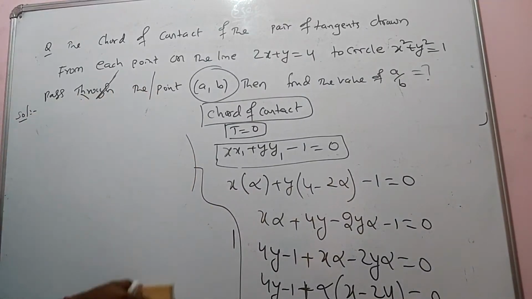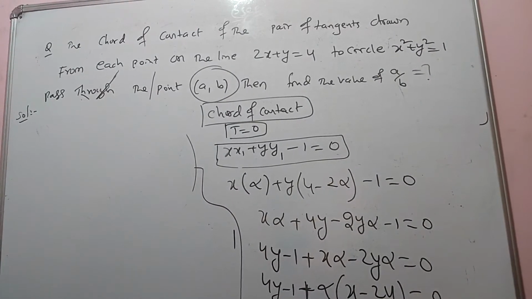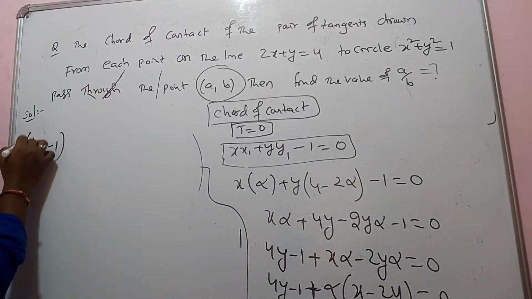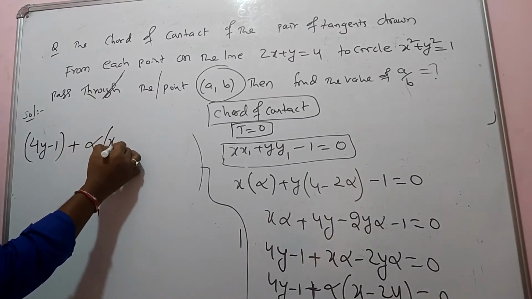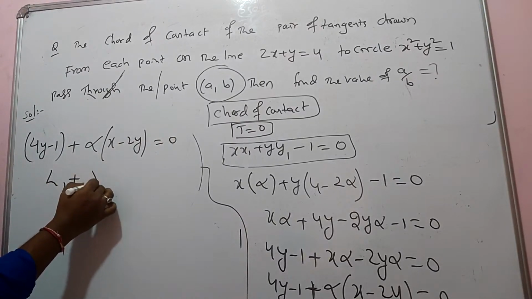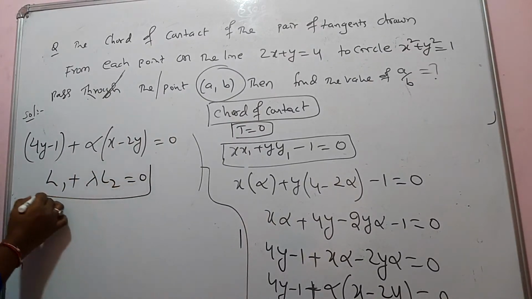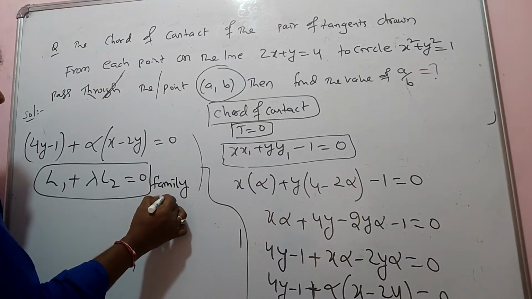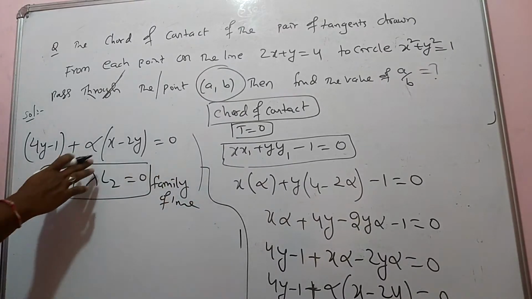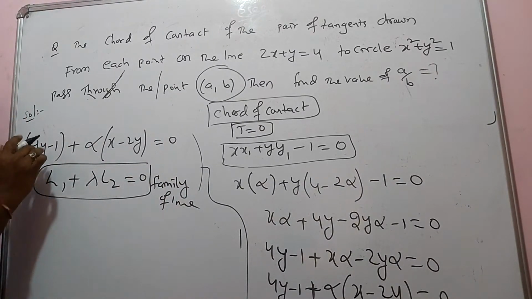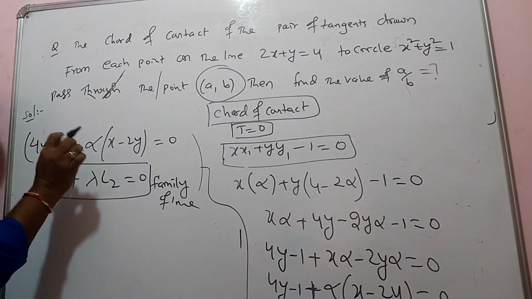Another method also I will tell you, a shortcut method. It's very good. So what did we get here? 4y minus 1 plus alpha times x minus 2y is equal to 0. You learned one property: L1 plus lambda times L2 is equal to 0 represents a family of lines. A family of lines means these lines pass through a common point of intersection.